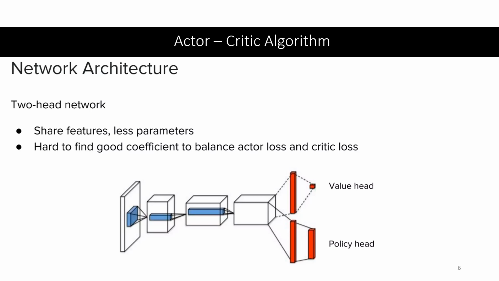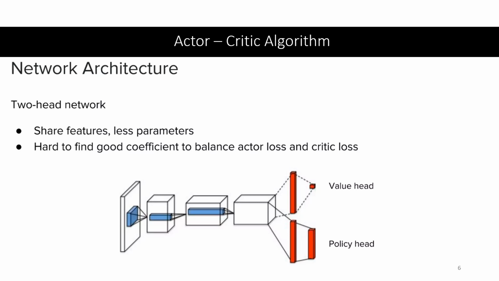One of them is the value head, which is a regression head that outputs the value, and the other one is the policy head, which predicts the action. It's hard to find a good coefficient to balance the actor loss and the critic loss.